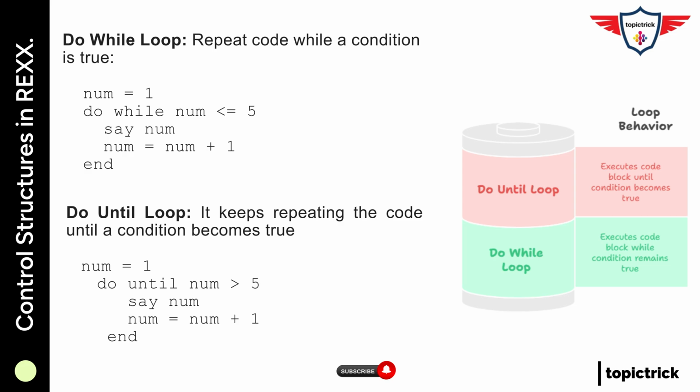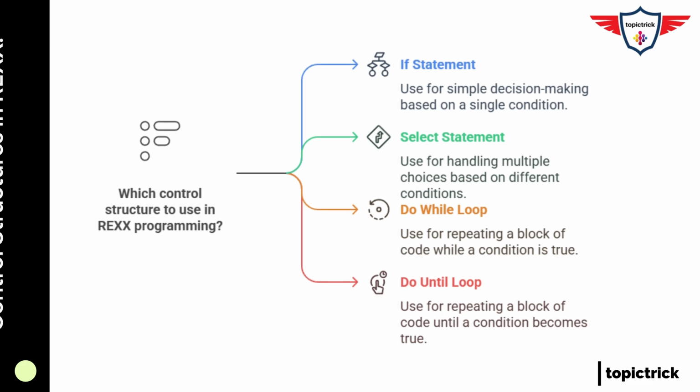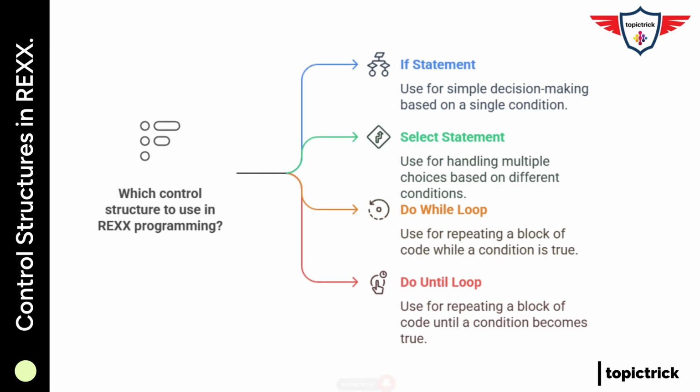The main difference is this. With do while, the condition is checked before the loop starts. With do until, it's checked after. That means a do until loop will always run at least once. So to wrap things up, control structures like if, select, do while, and do until help your REXX program make decisions and repeat actions. They're what give your code real logic and flow.